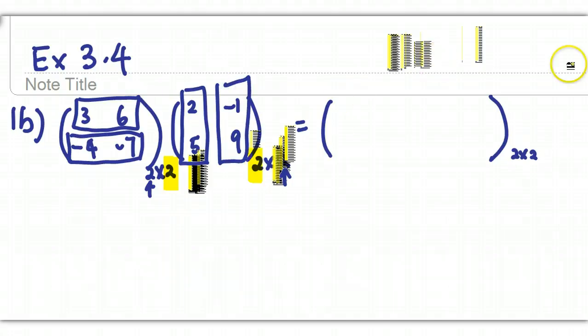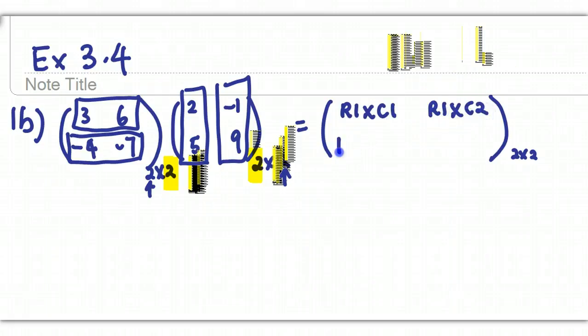The first matrix is a 2 by 2, so I know I have 4 elements. How do I get the 4 elements? First one is by taking row 1 times column 1. Second element, row 1 times column 2. Third element, because it's in the second row and the first column, we take row 2 times column 1. And finally, the last element is in row number 2 and column number 2. Once you are more familiar with matrix multiplication, you will be able to start skipping this step.